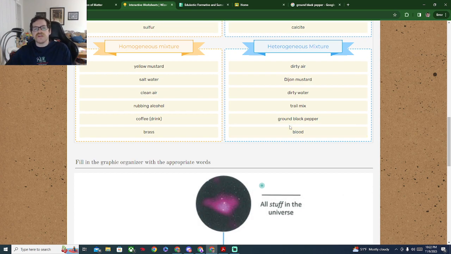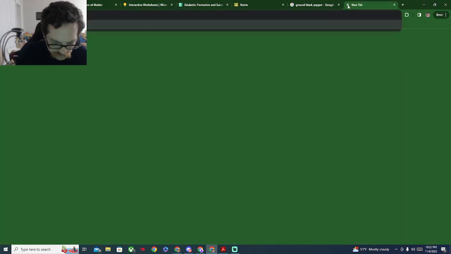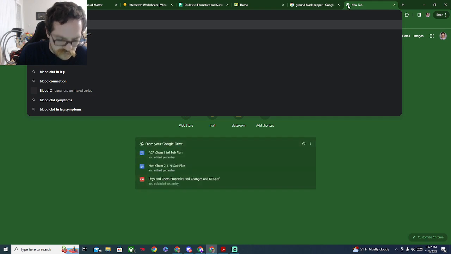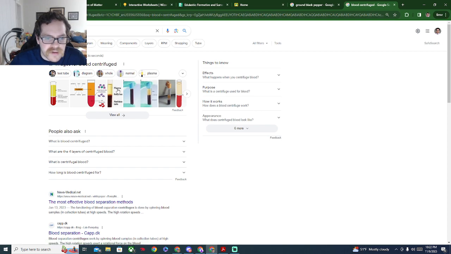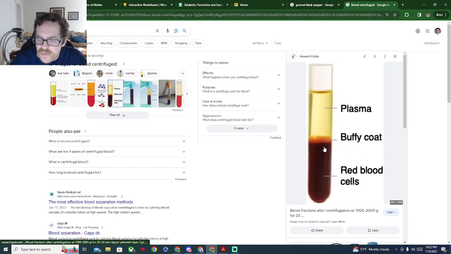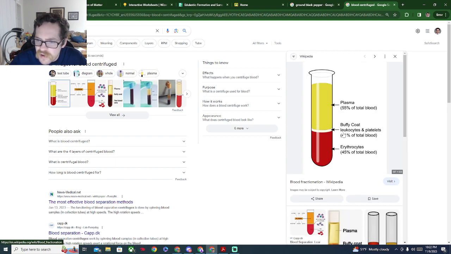And blood looks homogeneous at first glance, but it's actually not. It's heterogeneous. Have you guys ever seen blood centrifuged? We have various things in our blood. We have plasma, we have blood cells, and other smaller components called a buffy coat that has platelets. Our blood has multiple components.